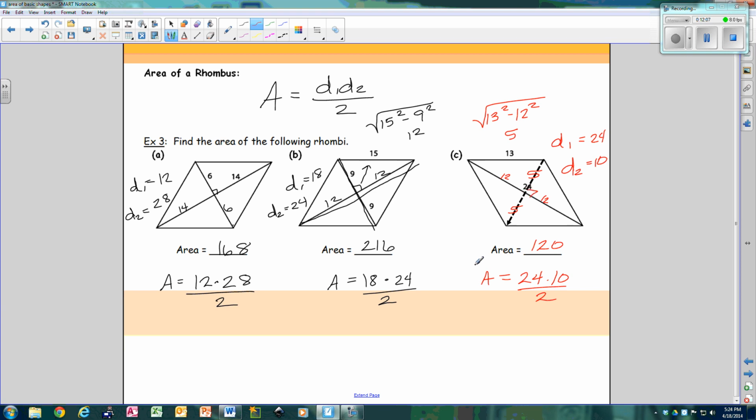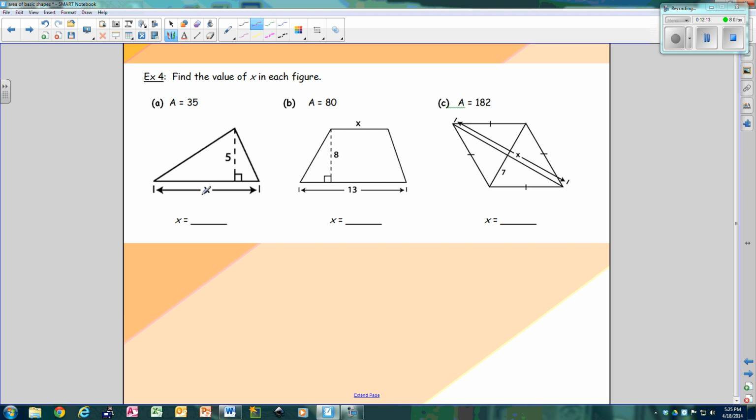So what we're going to do now is work backwards on some of them, because what if I give you the area and I want you to find a part of the triangle or a part of the trapezoid or a part of your rhombus? Okay, so I know the formula for the area of a triangle is base times height divided by 2. I know the height and I know the area. So I know 2 of the pieces, so I can find my base.